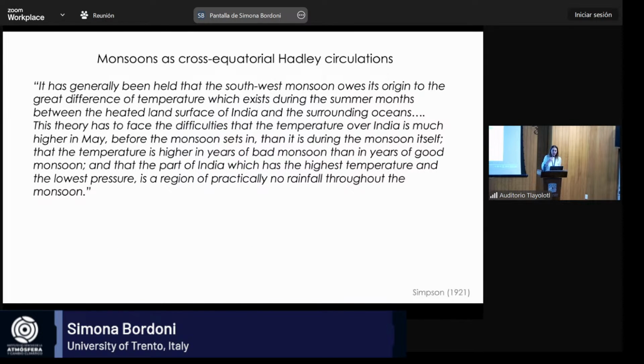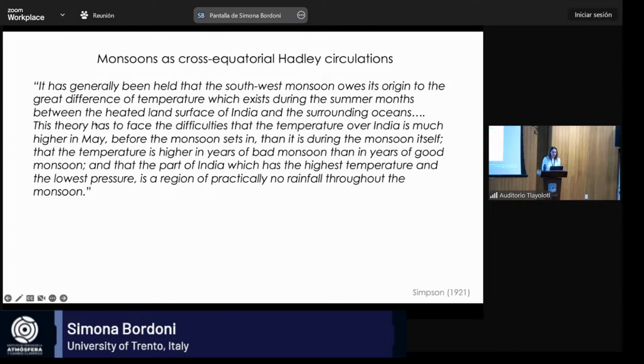So let me emphasize how problems in the interpretation of monsoons as sea breeze circulations is something that we as a community have been aware of for 100 years now. And here I'm quoting a paragraph from Simpson, 1921. I'm going to read it out loud to you.